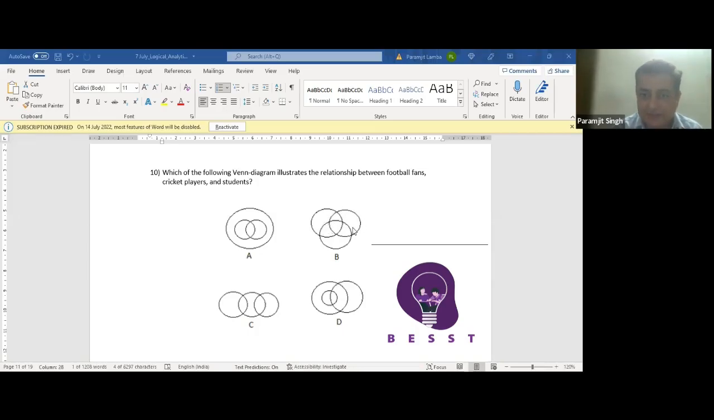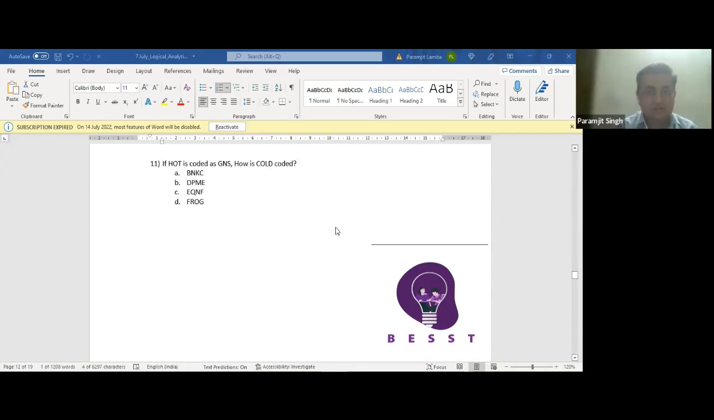Some football fans may be cricket players, some cricket players may be students, some students may be football fans. And similarly, there may be an intersection where an individual is a football fan also, a cricket player also, and a student also. So option B is the correct answer. Now this should be easy.